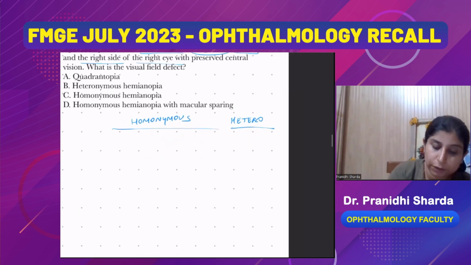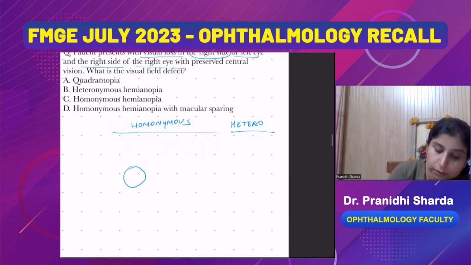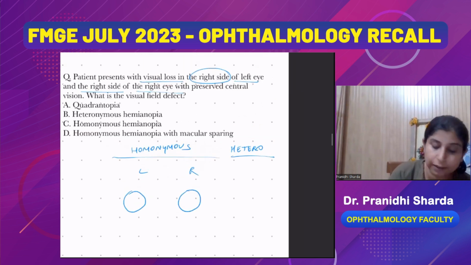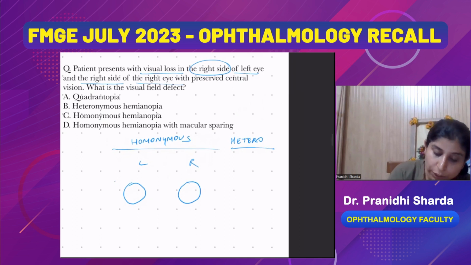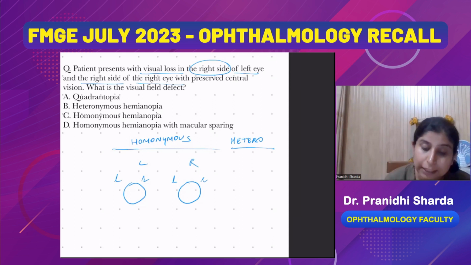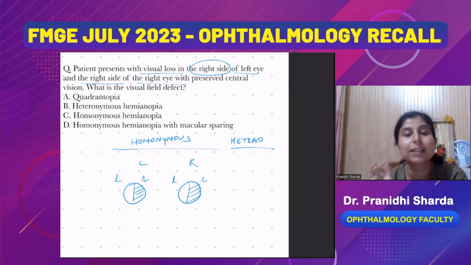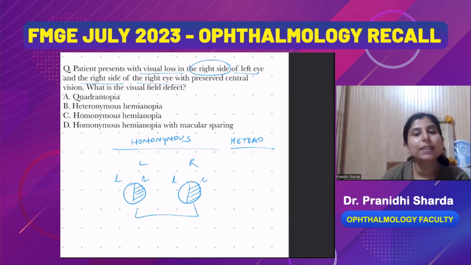If you want to solve it with the help of a diagram, we'll do that. It is the left eye, right eye. This is the left side of my left eye, right side of my right eye. So the affected area is the right side of the left eye and right side of the right eye. Now can you appreciate it is the same side of the visual space? Same side means homonymous. Homonymous are from the optic tract till the end of the occipital lobe.